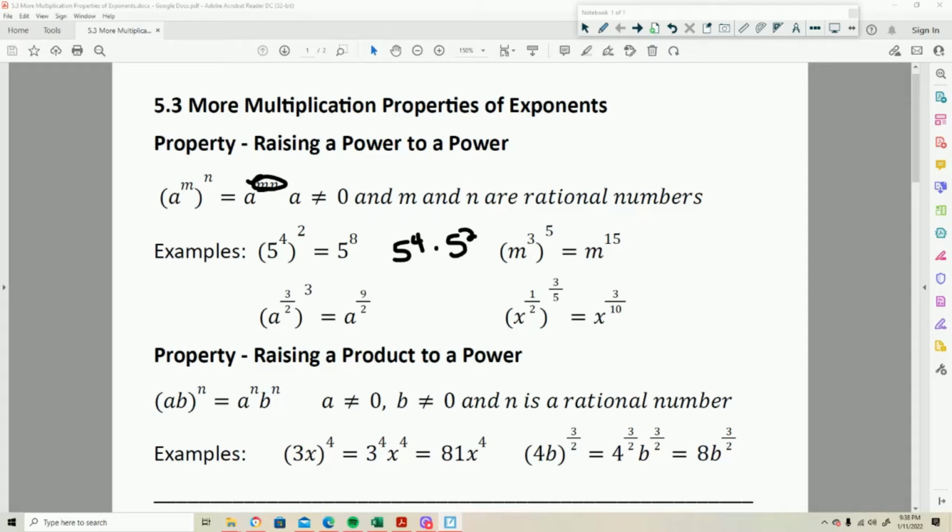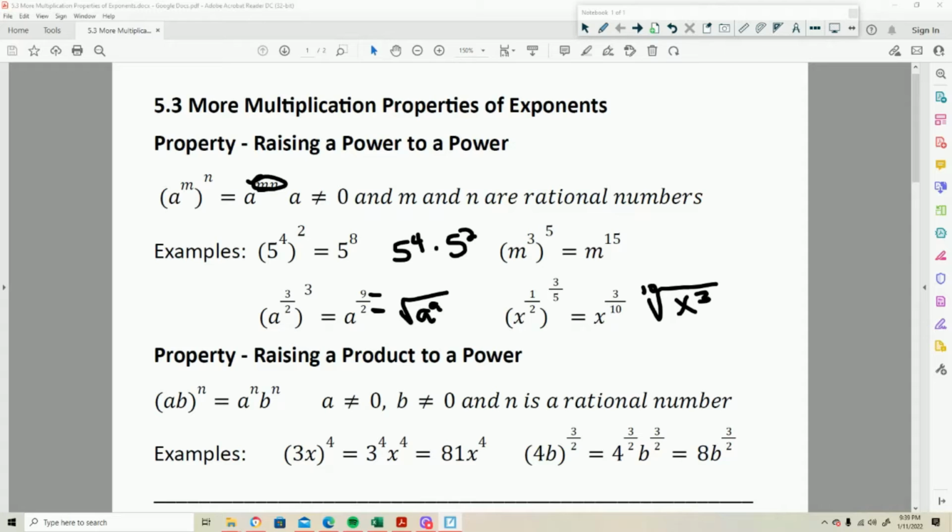Okay, 3 halves to the 3rd, you just multiply 3 halves times 3. That's 9 halves. And remember, the bottom number is the root, the top number is the exponent. So that would be a to the 9th, but the square root of a to the 9th. That's an a and that's a 9, they both look like 9s. Okay, here x to the 1/2 raised to the 3/5 is just 3 times 1 and 5 times 2. It's x to the 3/10. And not that you'd have to figure this out, that's the 10th root of x^3, but we can just leave it like this.